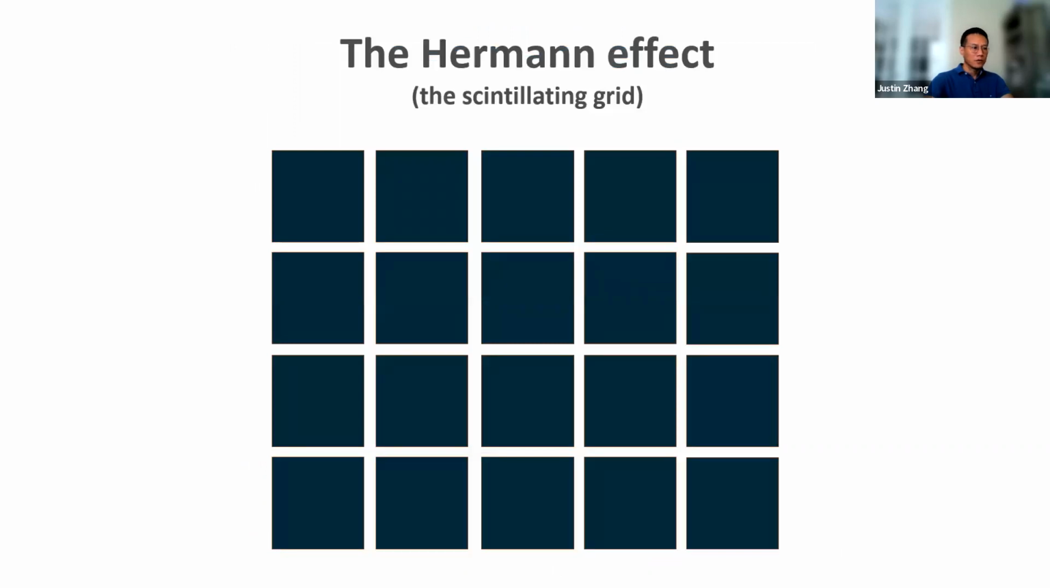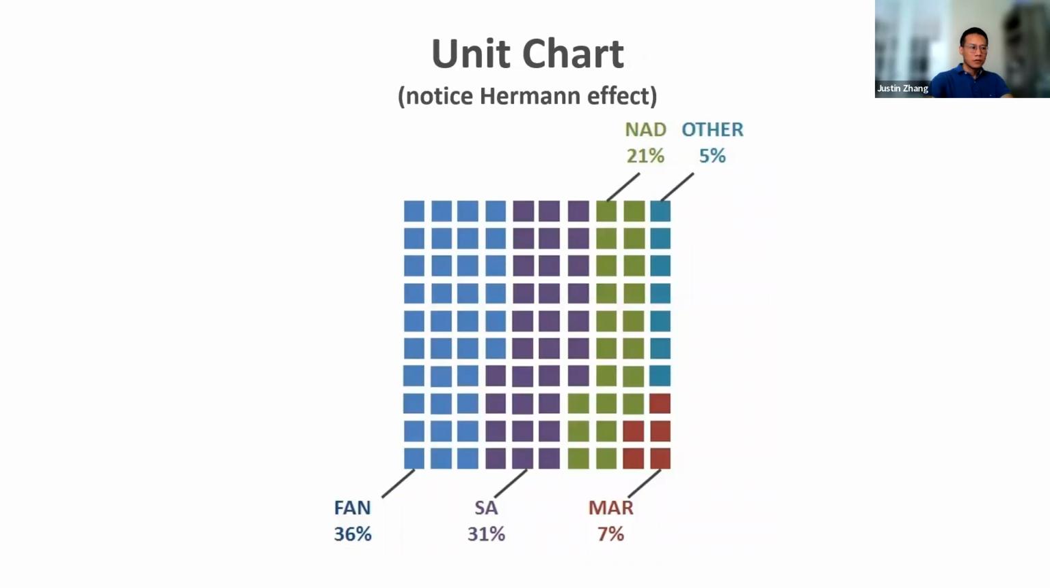Another similar effect is called the Hermann effect. It's also known as the Scintillating Grid. If you stare at all these squares, you're going to notice the gray dot in between, because when our eyes move around the grid, we get this kind of distracting effect. So this kind of scintillating effect can be observed if you put this kind of chart for comparison. You can easily notice the gray dot in between all these squares.